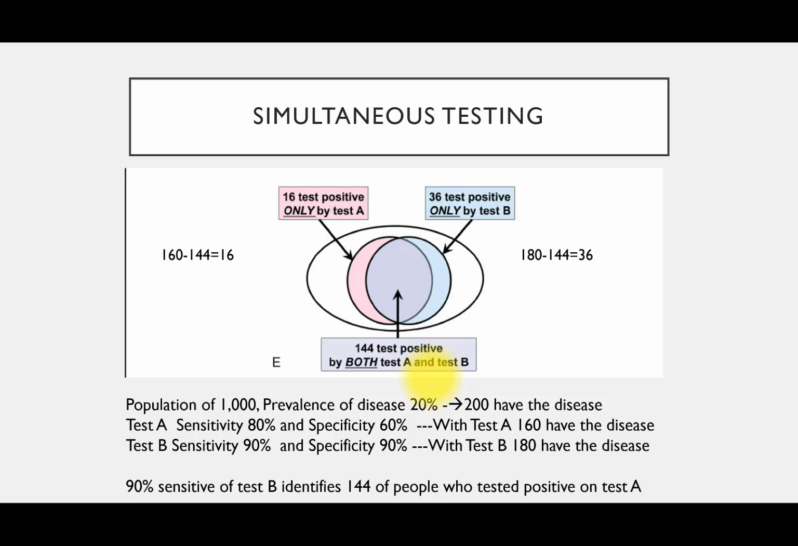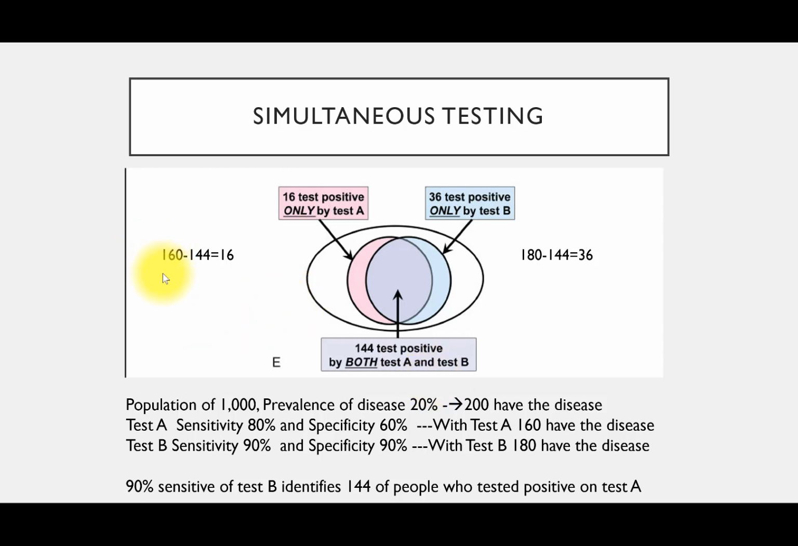Again, let's take a hypothetical population of 1,000 people. Let's assume that the prevalence now is 20%. That means that we're going to have 200 people who are positive. For test A, we set the sensitivity at 80% and the specificity at 60%. Thus, we're going to get 80% of 200. That means we're going to get 160 true positives.